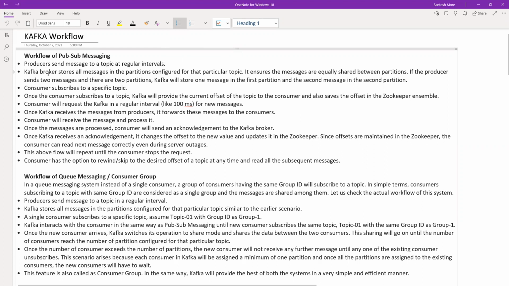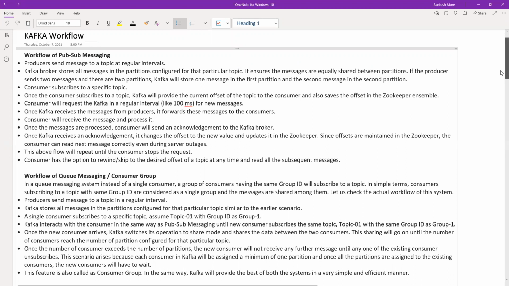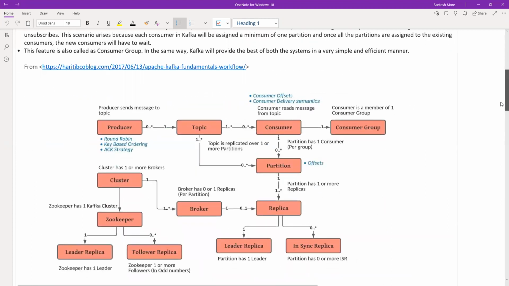Okay. Now here the Kafka broker stores all the messages, as we said, in the partitions configured for a particular topic. Okay. And it also ensures that the messages are equally shared between the partitions. We'll go back to this diagram over here. If you look here, there are 3 points, one below the producer. And it says that whenever a producer is publishing to a topic or sending any messages to a topic, it sends them in actually three ways.